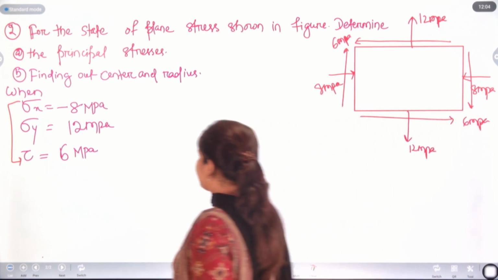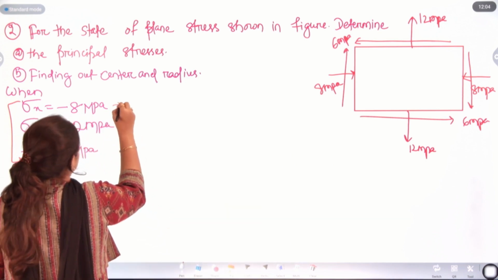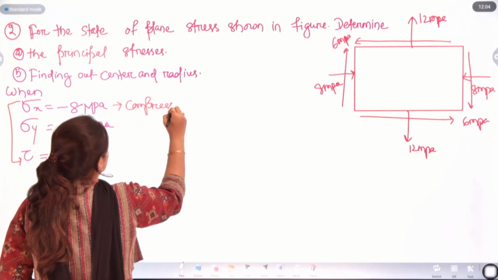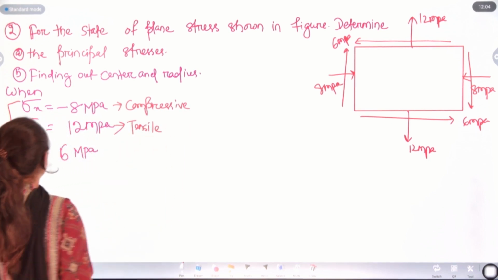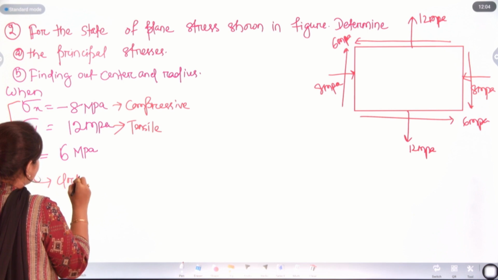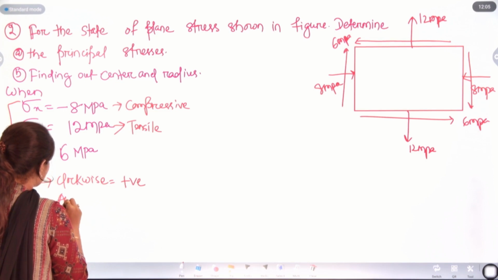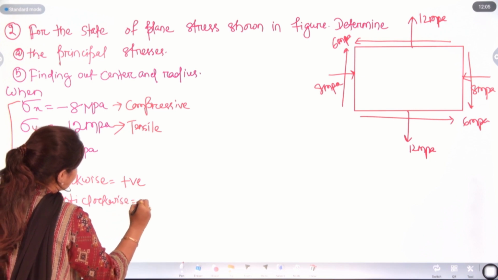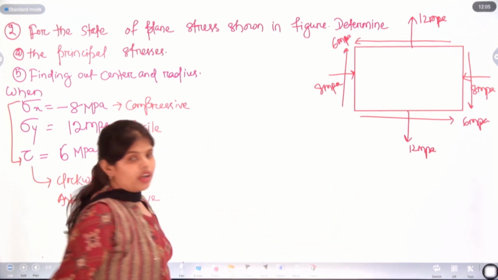We know in case of sign convention, sigma x, that is positive. So, if this is negative we will take it as compressive and the other as tensile. Similarly, in case of shear stress, for clockwise direction we are taking positive sign, and anti-clockwise, or you can say counterclockwise direction, we are taking negative sign. Okay. Now, we need to plot the Mohr circle.